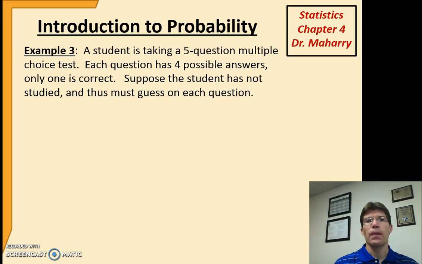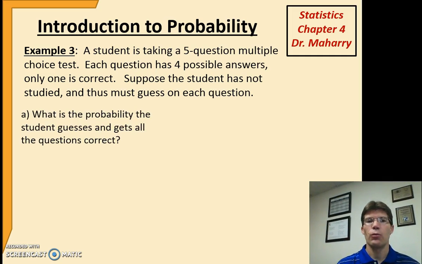Third example. Suppose a student is taking a multiple choice test and each question has 4 possible answers, A, B, C, or D, and only one is correct. If the student did not study and must guess, what are some probabilities? What would be the probability the student correctly guesses and gets them all correct?